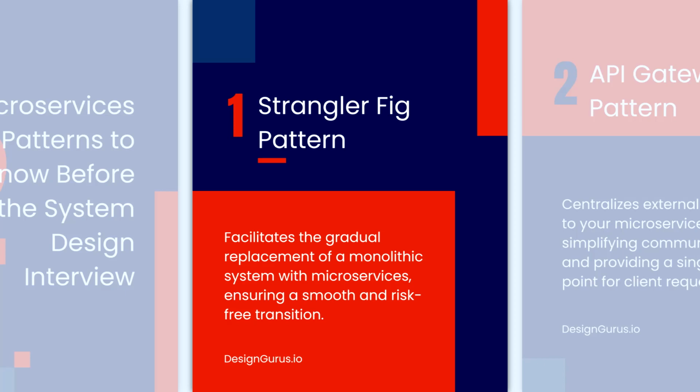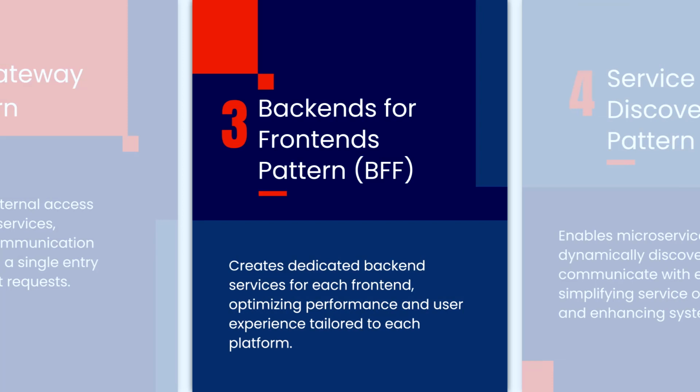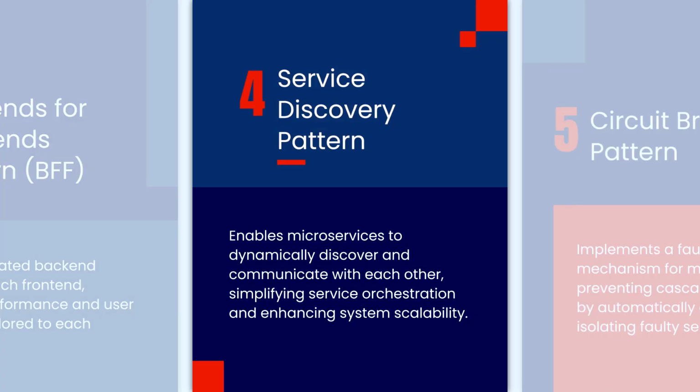First is the strangler fig pattern which we are using. Second is the API gateway pattern. So mostly we use the API gateway pattern and others. Next is the backend for front end pattern, BFF we can say. And next we have the service discovery pattern, that is the fourth microservice pattern.